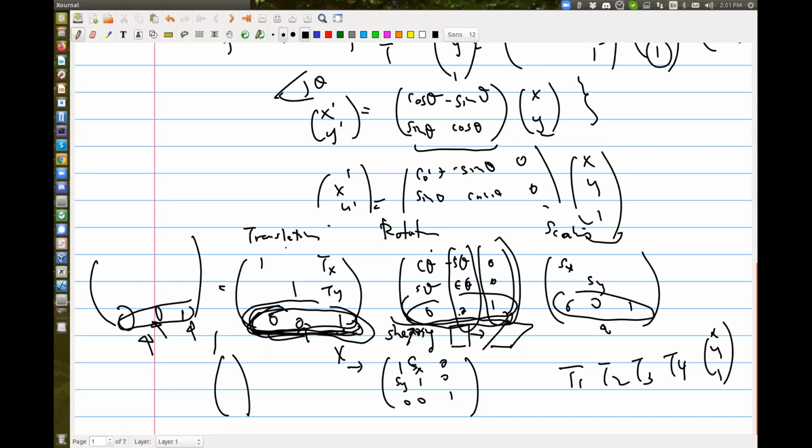So you see that for all these kinds of transforms, when I multiply them together, I will get the same form: 0, 0, 1 in the last row, and I will have some values here. And all this is known as the affine transform.